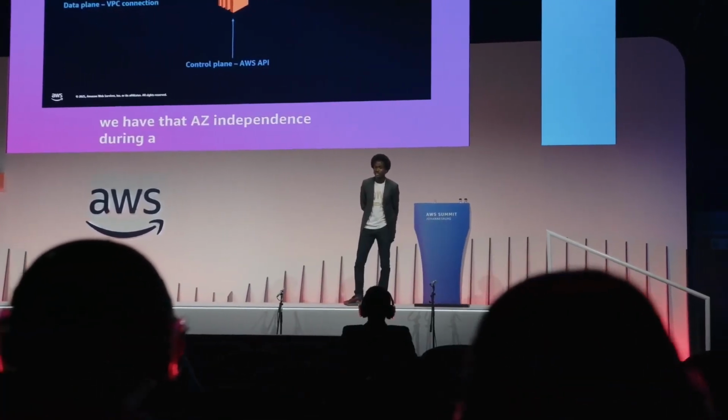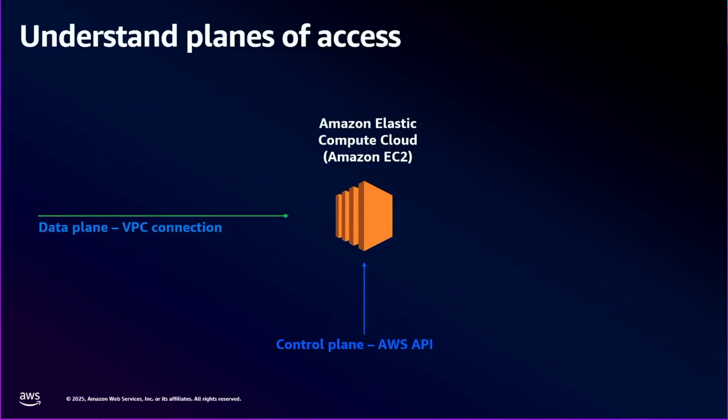And in these kinds of services, for most of them, the plane of access, how you access the resources, is separate from the control plane. The control plane is how you spin up the resource, create the EBS volume or create the EC2 instance.